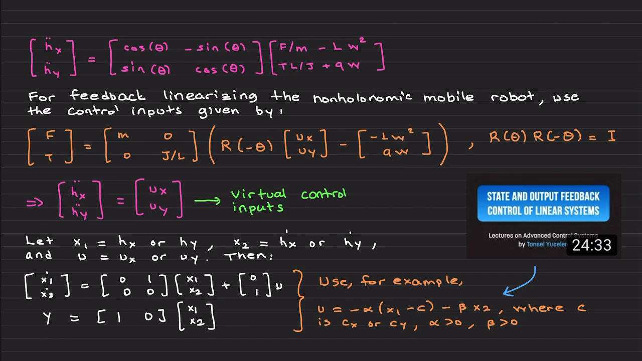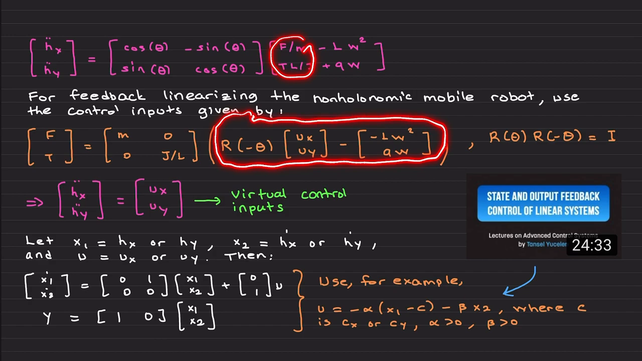Now, for feedback linearizing this non-holonomic mobile robot, we are going to use these force and torque control inputs. If you take this and plug it in here, the first thing you should realize is that m will cancel out its effect. J over L will cancel with L over J. Then inside here, the remaining terms will be these terms after this cancellation.